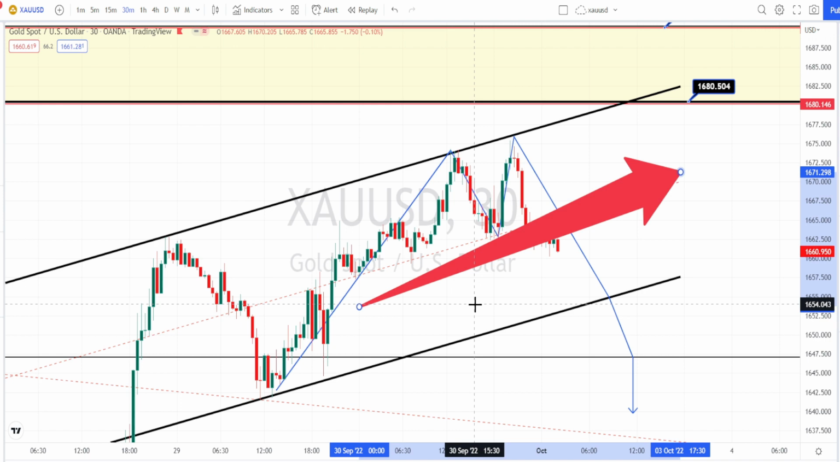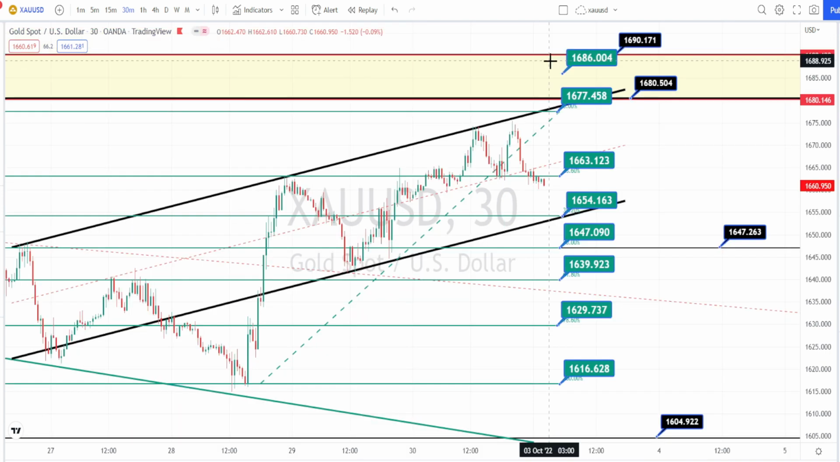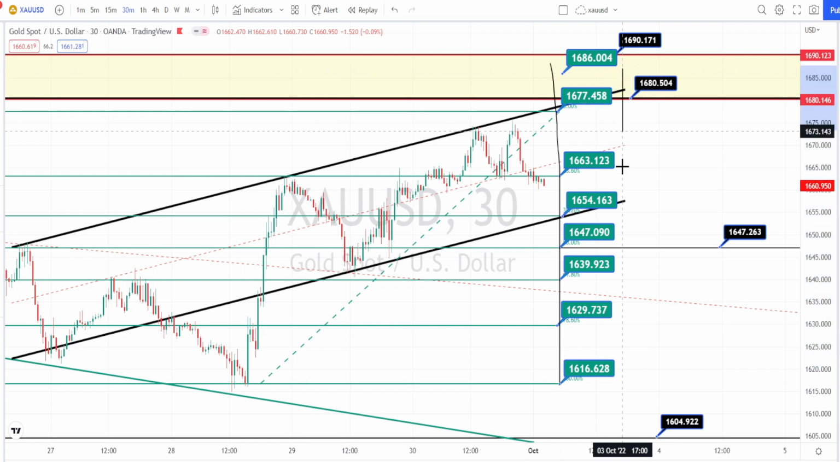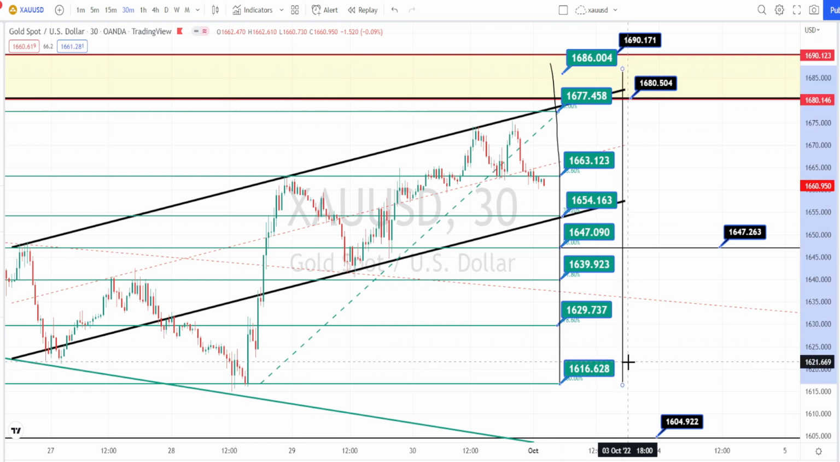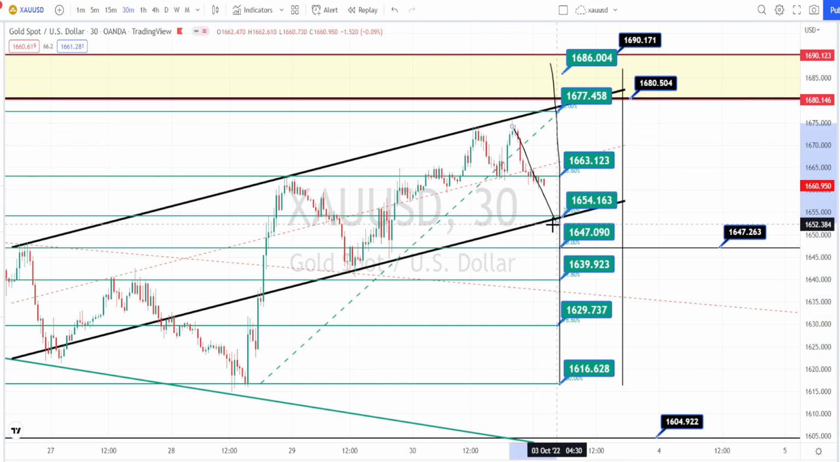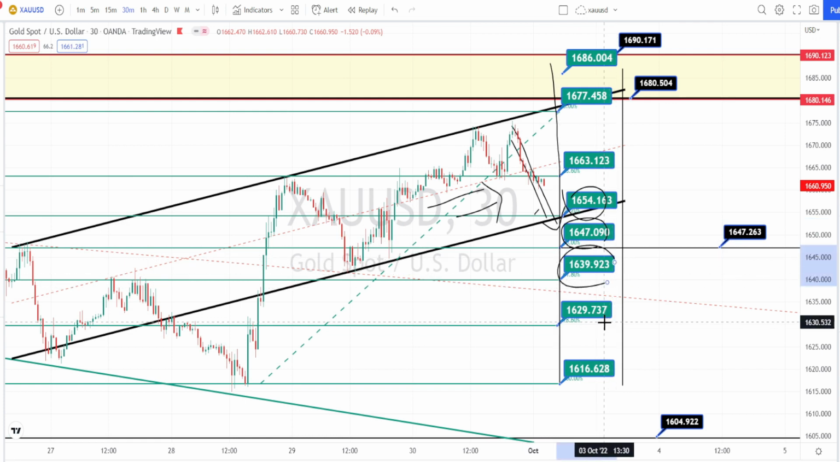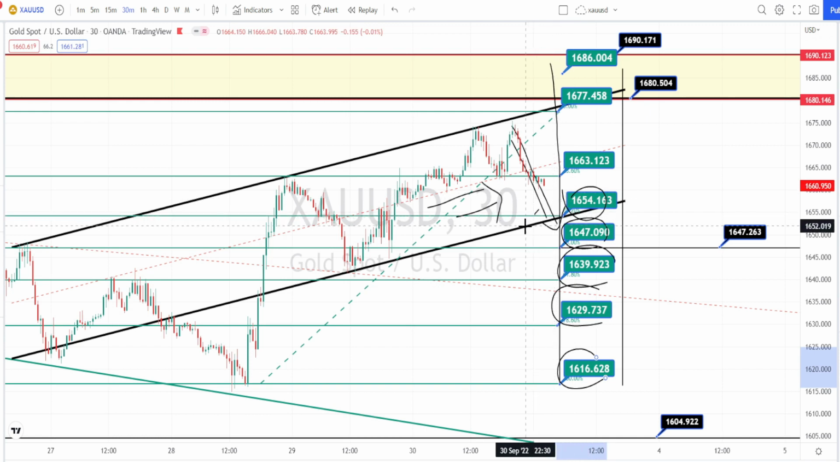Let us mark the support and resistance levels. So the values within these green color boxes are the resistance and support levels for current price action in 30 minutes time frame. Currently the price action is in a bearish side retracement within this bullish channel pattern from the hourly time frame. So if the bearish trend continues, next level of support is going to be around 1654, 1647, 1639, 1629, 1616.